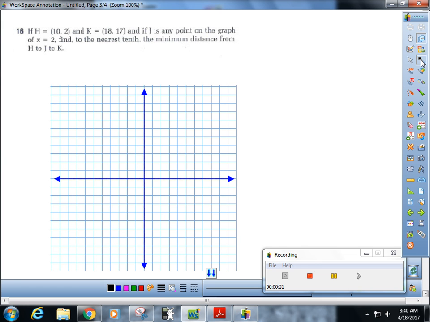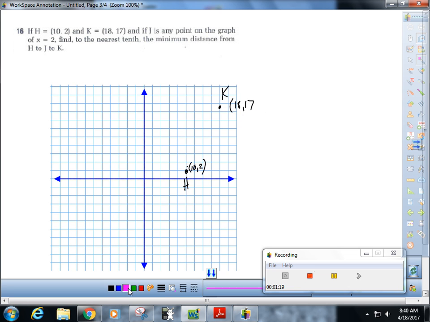All right, very tough problem here. So, this is what this week's going to be like. Not a lot of new concepts, but a lot of very challenging problems. We've got some big numbers here, so I'm going to make every unit on my graph worth 2. So, the point (10, 2), we'll write here. And the point (18, 17). Here, 2, 4, 6, 8, 10, 12, 14, 16, 17. H and K.